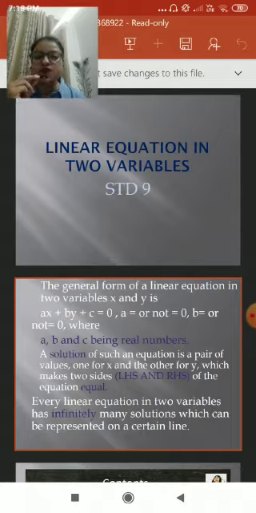So the general form of a linear equation in two variables x and y is ax plus by plus c is equal to 0, where a is not equal to 0, b is not equal to 0, and a, b, and c are real numbers. A solution of such an equation is a pair of values, one for x and the other for y, which makes the two sides, that is, the left hand side and the right hand side of the equation, equal. So every linear equation in two variables has infinitely many solutions which can be represented on a certain line.